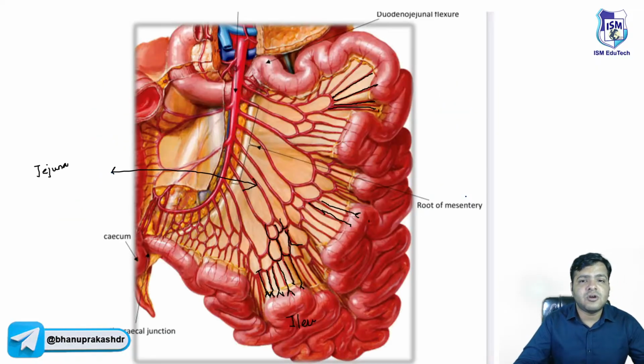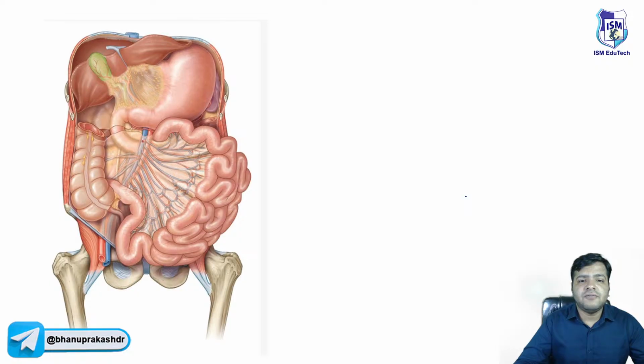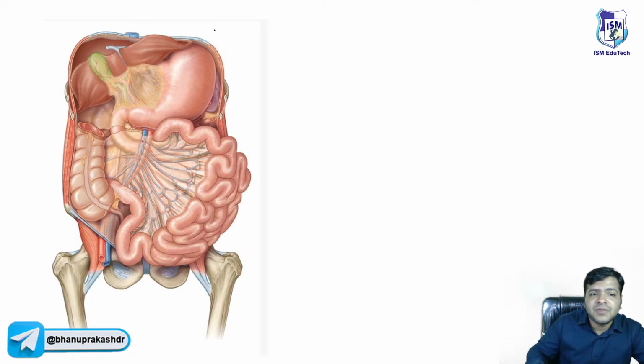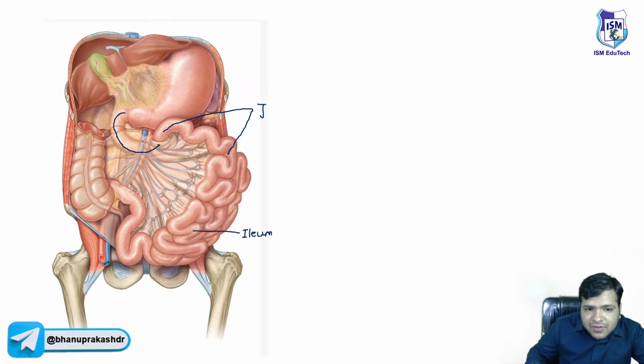Now, coming on to the next topic, that is the mesentery of the small intestine. You can see in this picture how beautifully it is given. If we try to label, this is the duodenum part, and can you see this part, beta? It is the jejunum. Then we have the ileum. You can see the venous drainage and the arteries over here, and they are all contained in the mesentery.